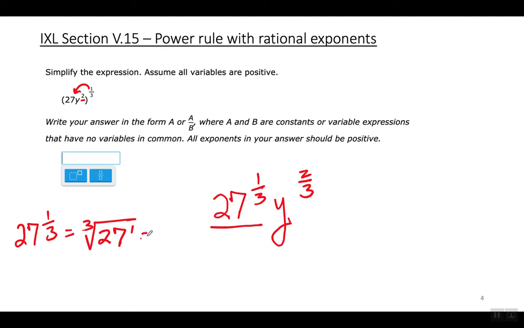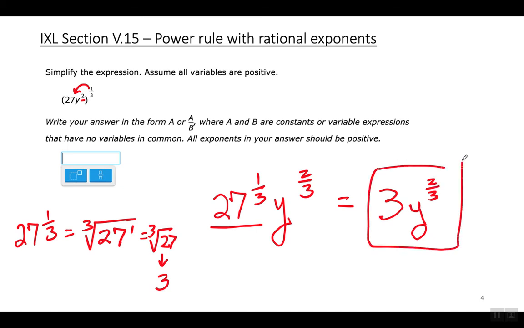All right, so that's basically get the cube root of 27, and the cube root of 27 is 3. So my simplified answer is going to be 3y to the 2 over 3 power. That is my simplified answer. I had to break this down and get the cube root of 27, which is 3.